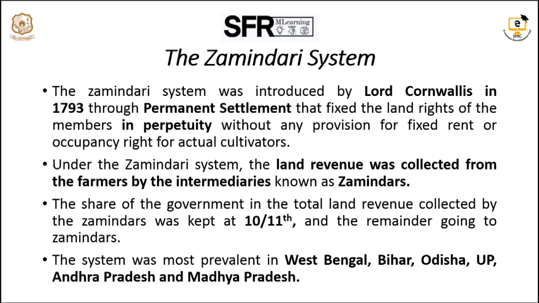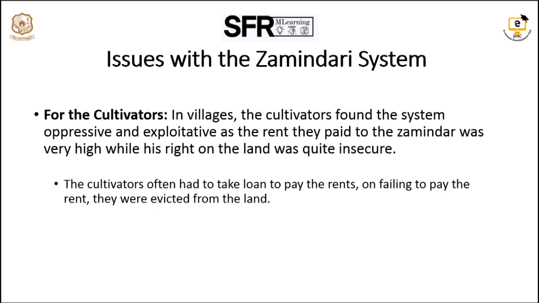The system was most prevalent in West Bengal, Bihar, Odisha, Andhra Pradesh and Madhya Pradesh, and in a few other states also. Now let us see the issues with the Zamindari system. Some problems arose in it, affecting the cultivators, the Zamindars and the company. Also, in 1793, the British East India Company was in charge of administering India, not the British crown.